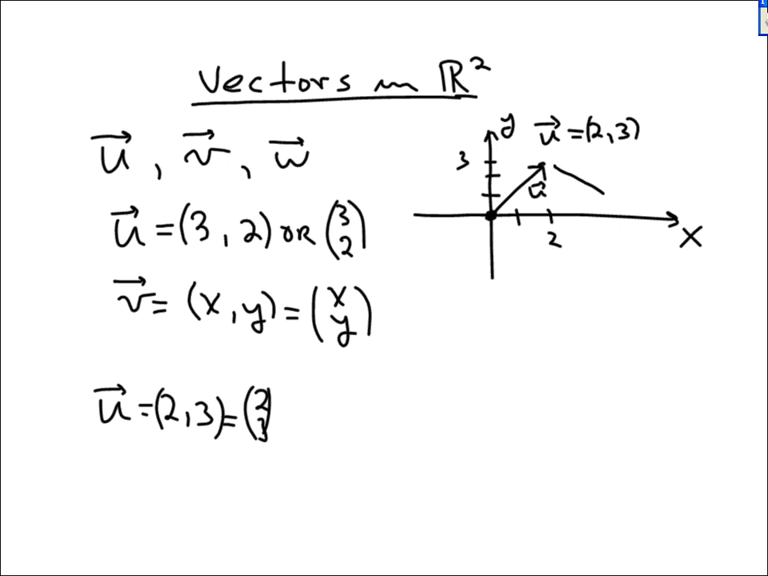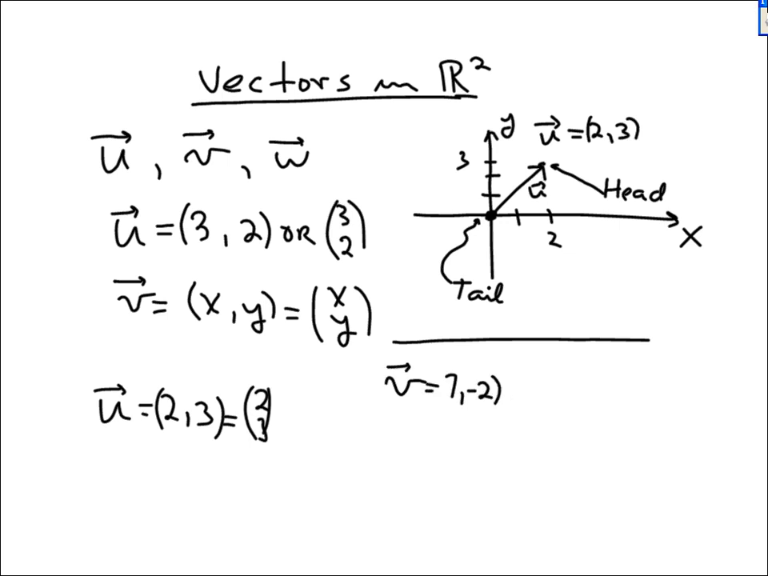The end that has the arrow is called the head of the vector. The other end of the vector is called the tail. The tail of the vector does not always have to be at the origin. But if you're just told vector v is (7, -2), then it is.